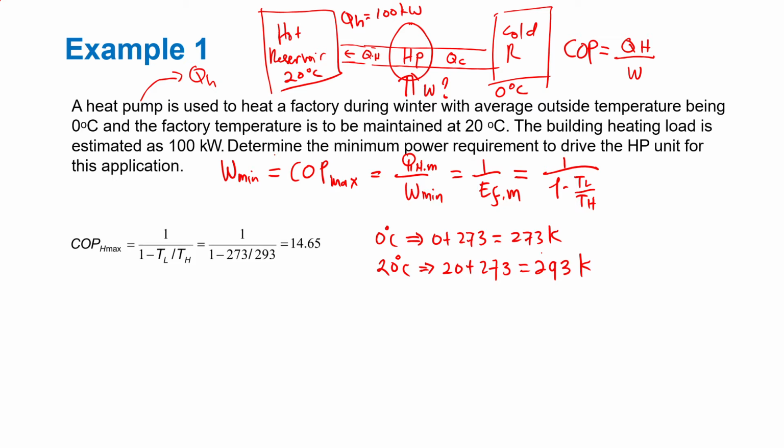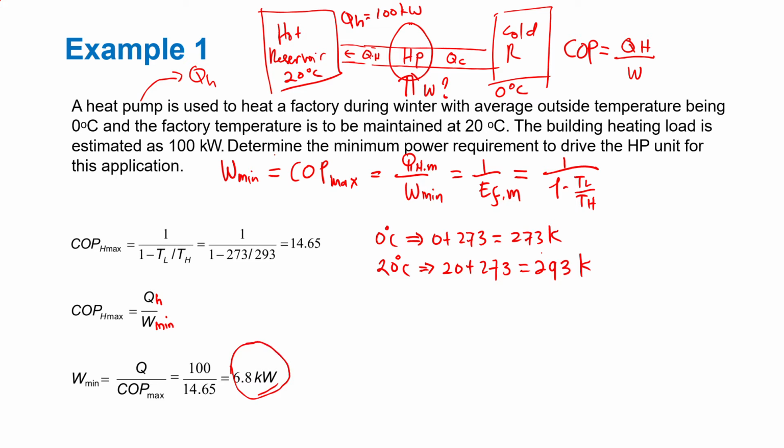That's how we get the COP max, and you see this equation, COP max equals QH divided by W minimum. Rearranging, we find that the minimum work required is 6 kilowatt. With 6 kilowatt, you are able to achieve 100 kilowatt of heat. So instead of using work as heat fully, for example with an electric heater, we better use the electric power to operate the heat pump to get more heat into the room. So this is example number 1.